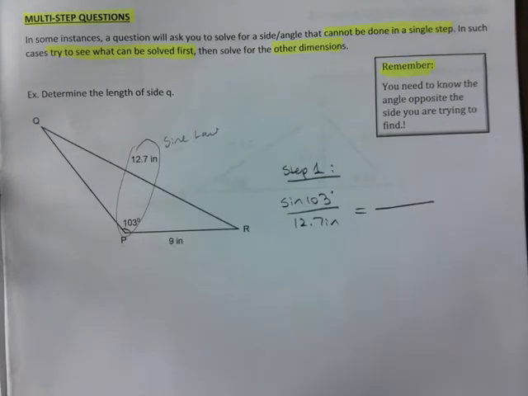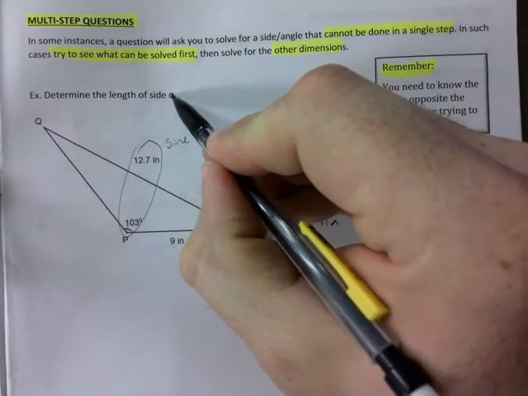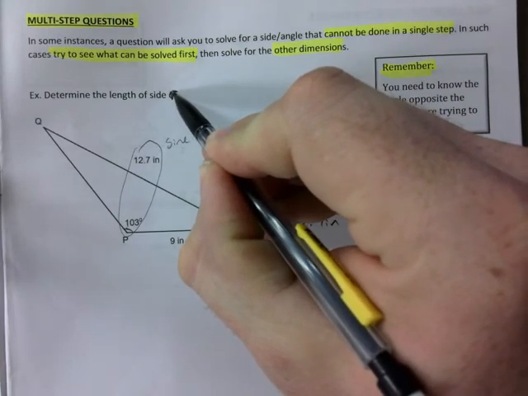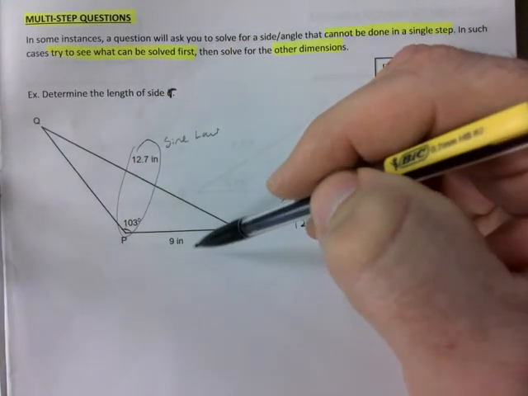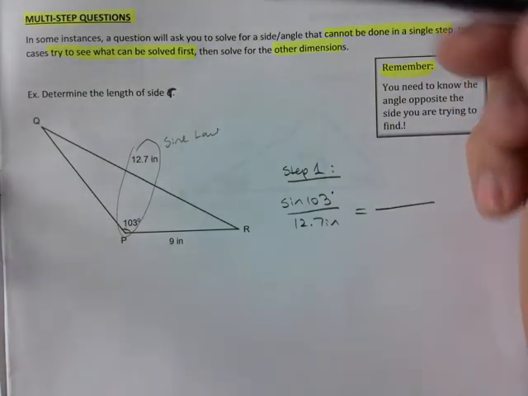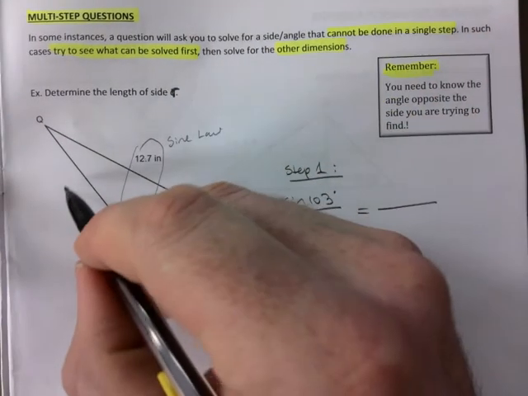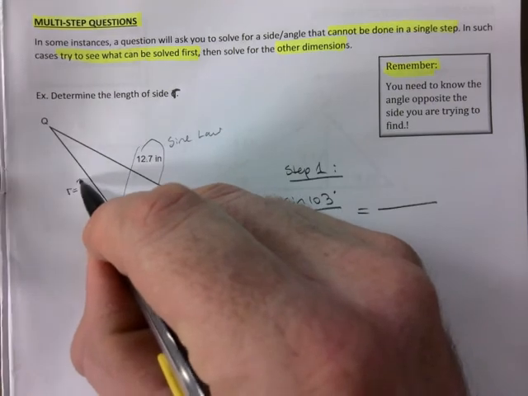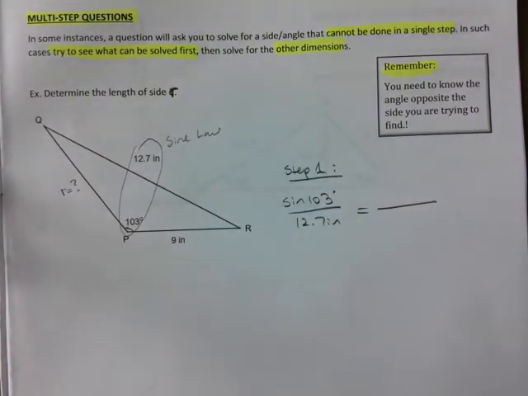I made a mistake here. Can you change this to side R? Sorry, Q is already given, right? So why would you want to solve for that? But this is, let's put this here, R. This is my ultimate question mark. That's what the question is asking me to answer.